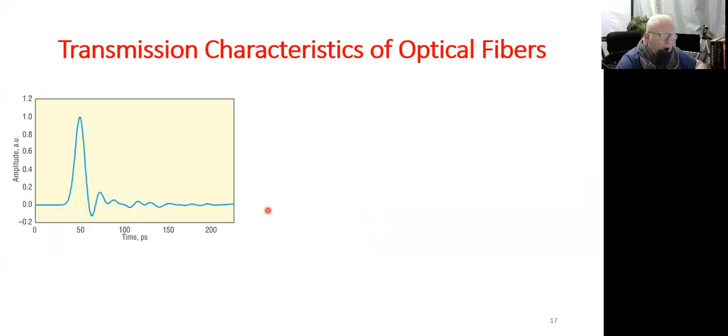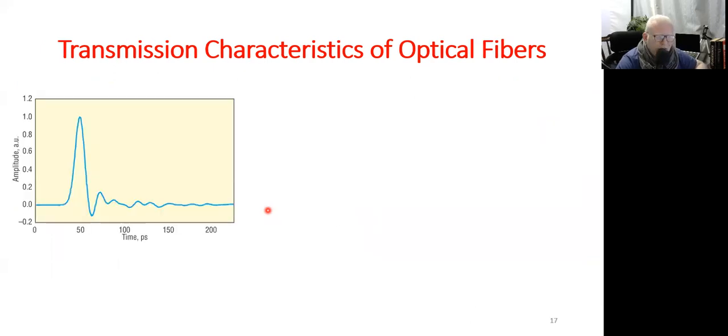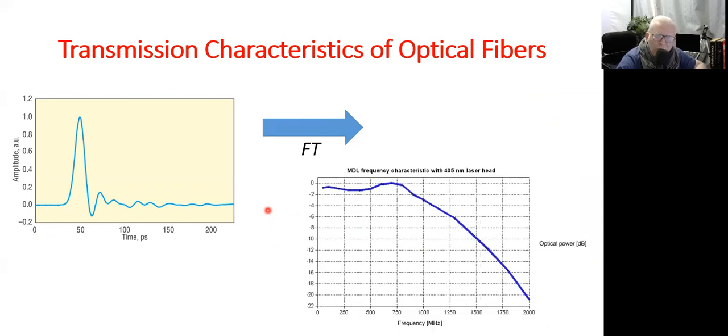So why do we have an attenuation? Why is there an attenuation inside an optical fiber? First, we can consider the optical fiber as a low pass filter effect.